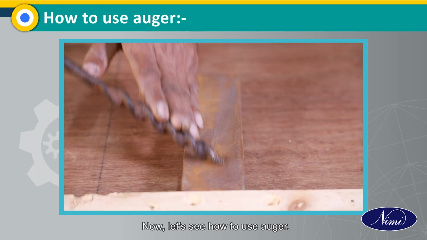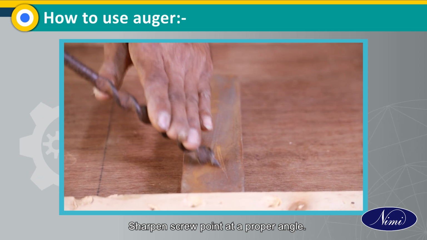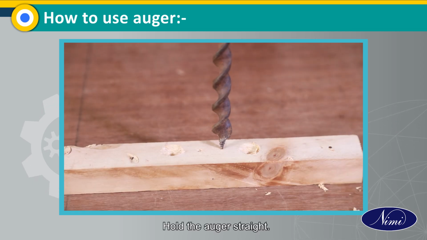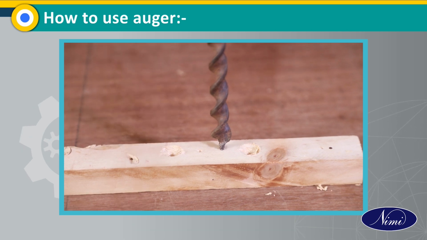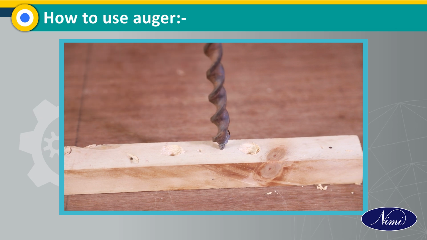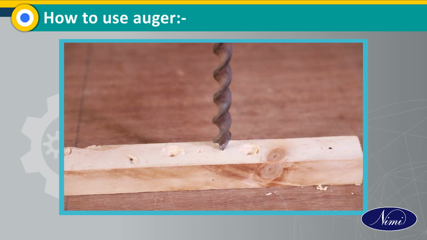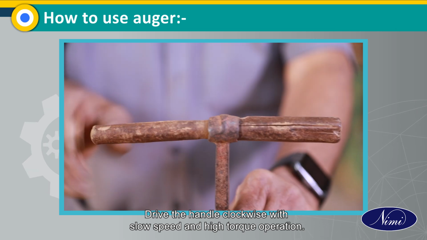Now, let's see how to use auger. Sharpen screw point at a proper angle. Hold the auger straight. Mark the drill point with center punch. Drive the handle clockwise with slow speed and high torque operation.